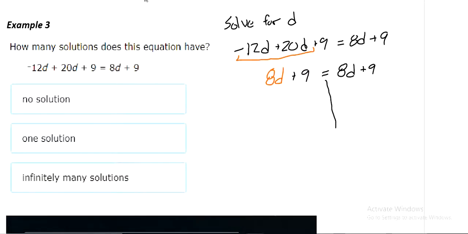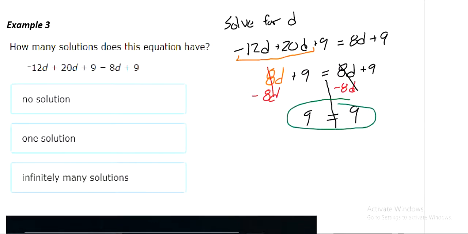Let's keep going. I want to get d on just one side of the equal sign now, so I'll subtract 8d from both sides. That cancels out, so I would be left with 9. But over here, I also have 8d minus 8d. That cancels out, so I'm still left with 9. So it's kind of a similar situation to example 2, where I can't really do anything else. But I look, and this is actually a true statement. This means that 9 is equal to 9, which is true.